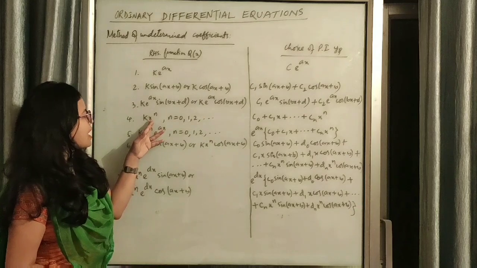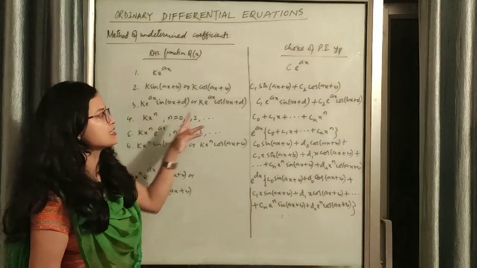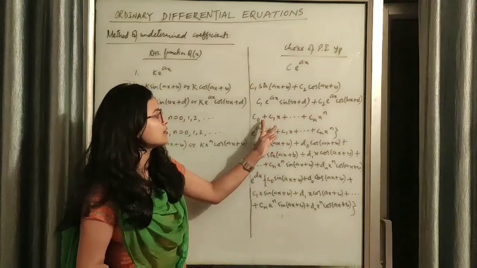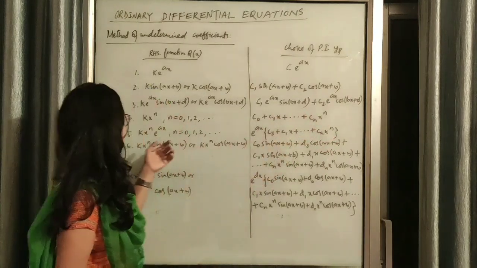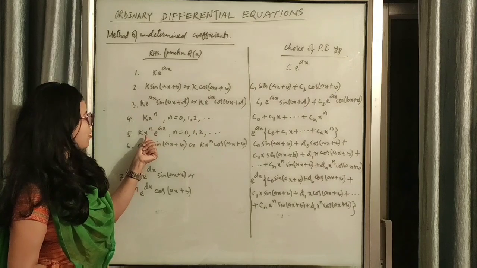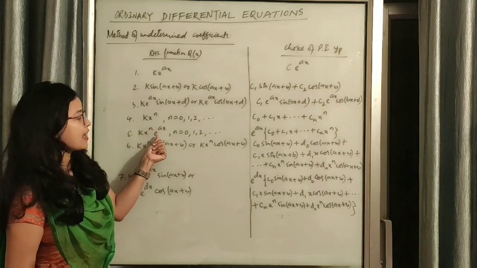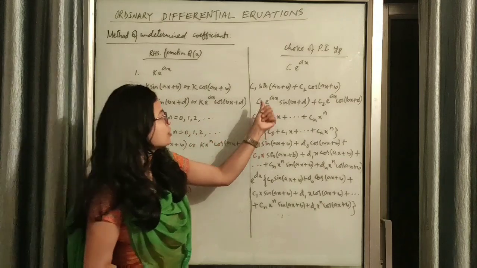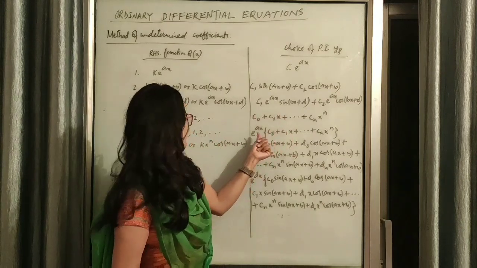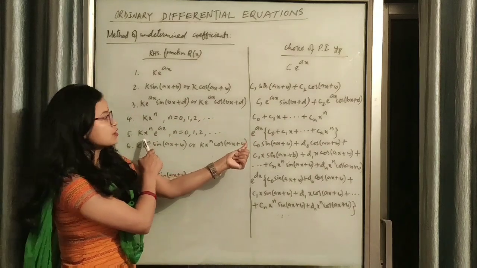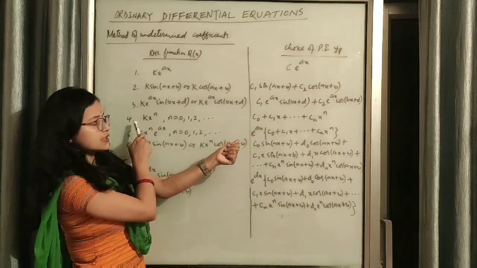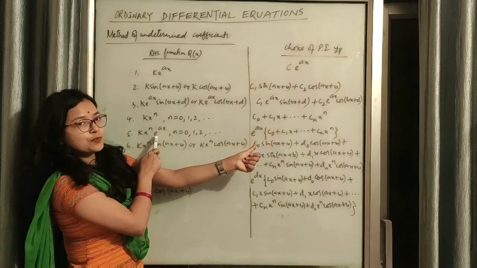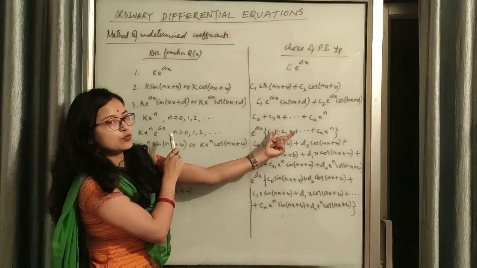Next function, if we have k x to the power n, in that case the choice of PI will be a polynomial of nth degree with new constants. And if the function is of the form k x to the power n e to the power x, where n is 0, 1, 2, and so on, then the choice of PI is of this form. As a power function is involved, for the power function, as we already got in number 4, the choice of PI is the polynomial. The extra term here is e to the power x, so we will multiply the polynomial by e to the power x only.